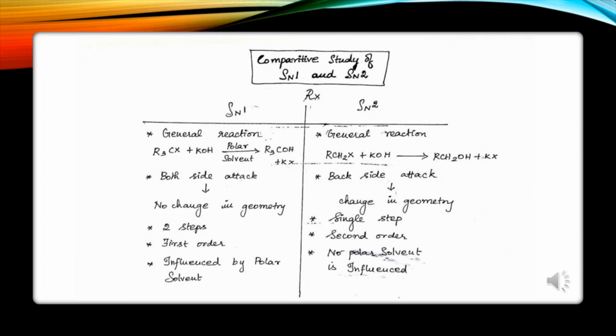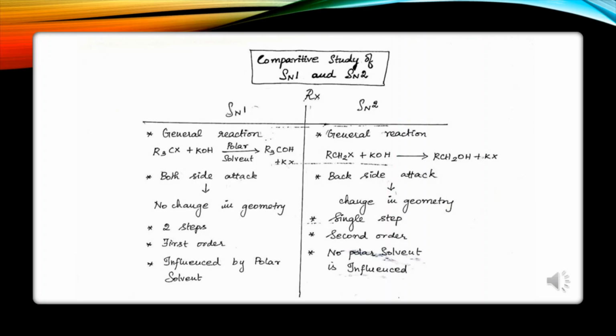RCH2X plus KOH gives RCH2OH plus KX. In SN1, both side attack occurs, therefore there is no change in geometry, but in SN2 reaction, there is backside attack, therefore a change in geometry is observed. Here, SN1 reaction undergoes 2 steps, but SN2 only a single step. SN1 is first order, SN2 is second order.